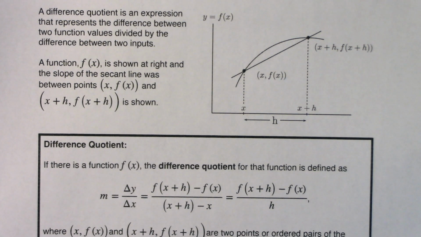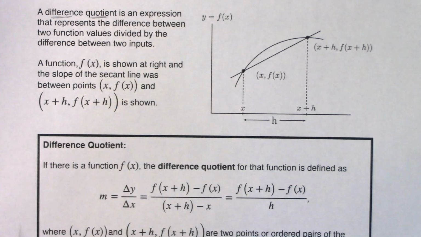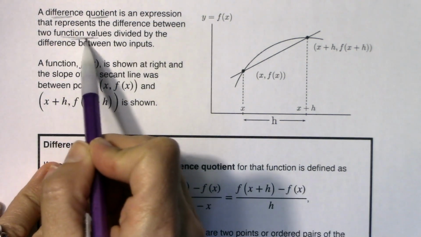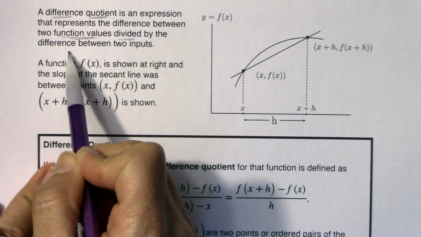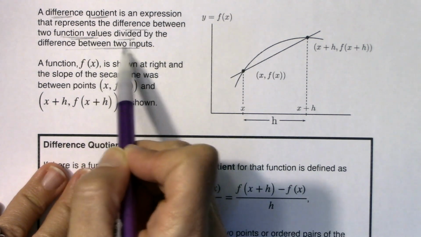Math 21ers, let's take a deeper dive into this whole difference quotient idea. We've talked about how when you hear the term difference quotient, you're going to be subtracting something and you're going to have a fraction. Let's define it a little more distinctly. A difference quotient is an expression that represents the difference between two function values divided by the difference between two inputs.